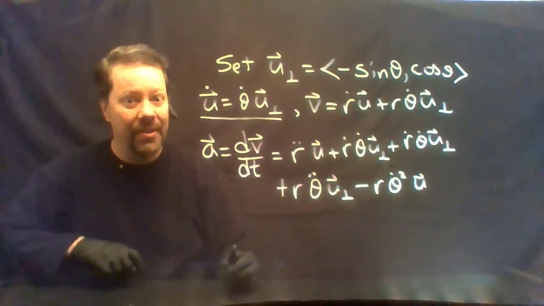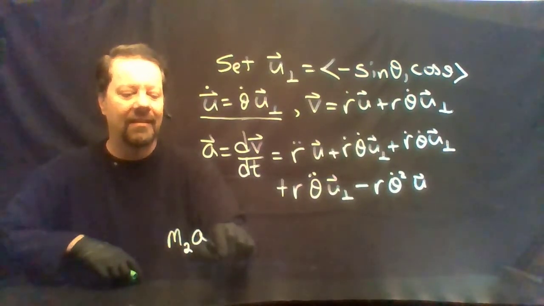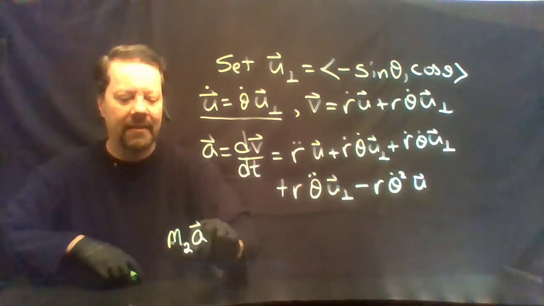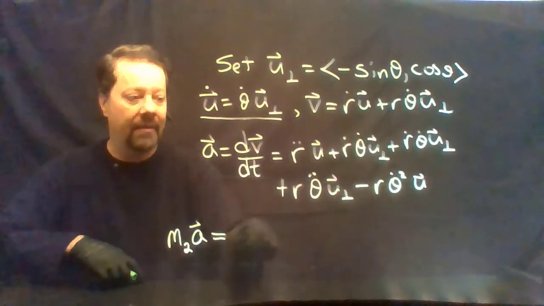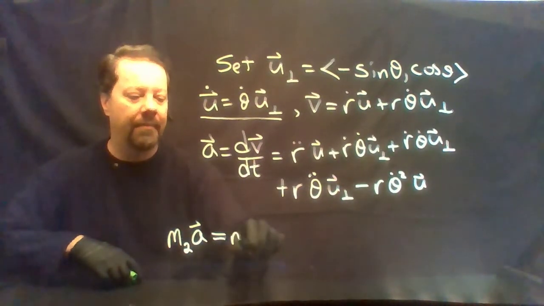Now, according to Newton's force law, the acceleration of that object number 2 times the mass is equal to the force, which is given by this exact equation times m.